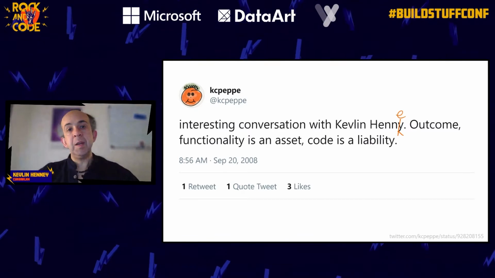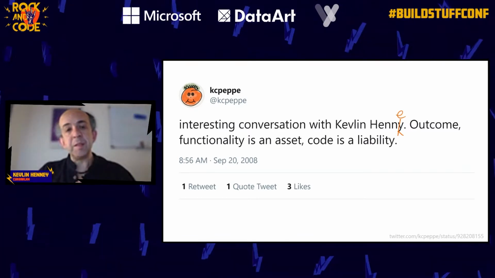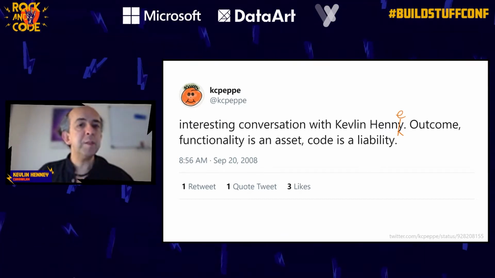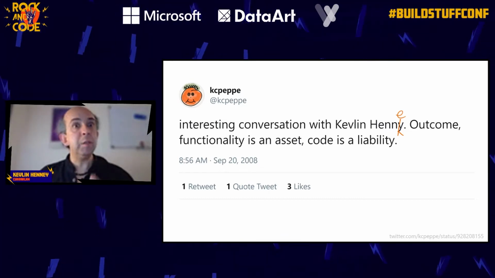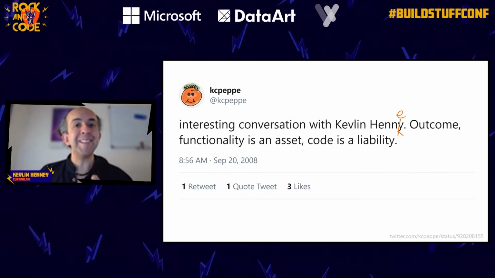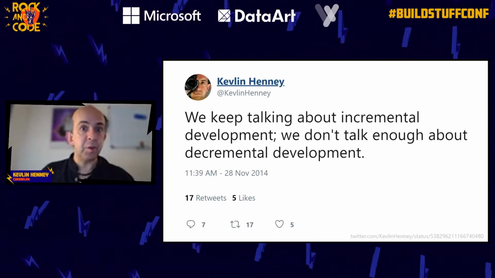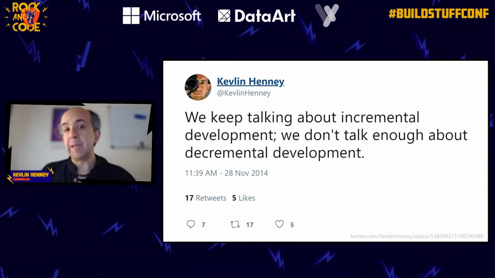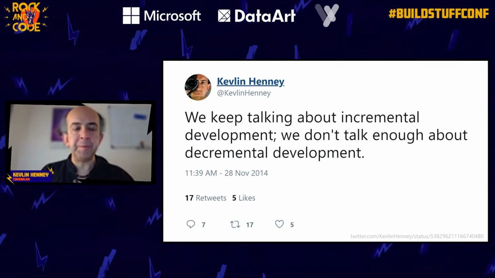In other words, this insight is important because it tells you that if code is a liability, it doesn't mean it's intrinsically bad. It just means you need to manage it. You need to keep your eyes on it. You need to understand it. It also gives us a very strong case. We were arguing by Twitter of what I call decremental development, which is an idea I came up with about 15 years ago.